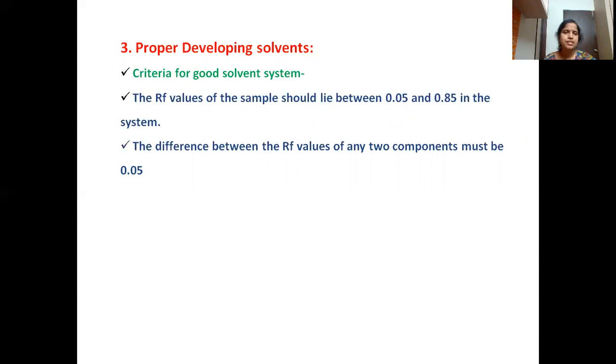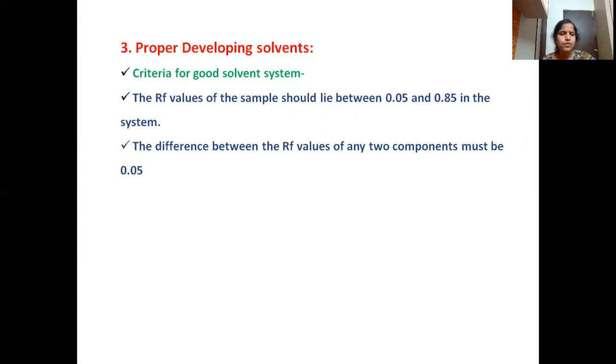We can do that by TLC. So we have to run TLC first. Suppose we are taking benzene as the solvent. First you check the RF value by TLC with the benzene solvent, and then you should find that the RF values lie between 0.05 and 0.85. When the RF values lie between this range, the separation will be very clear. So you can easily identify the components, and we can also isolate the components.